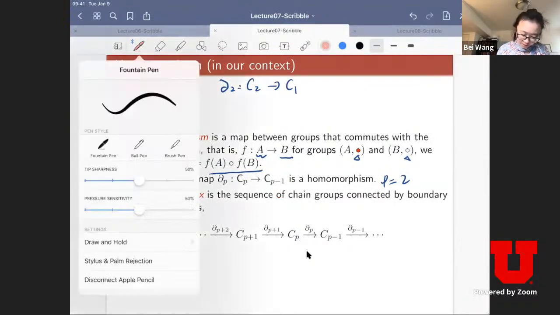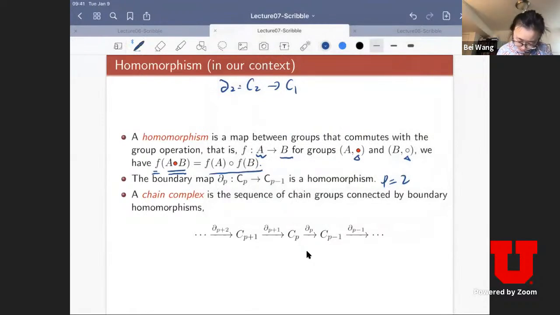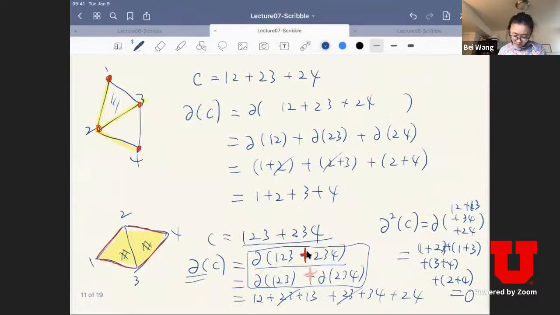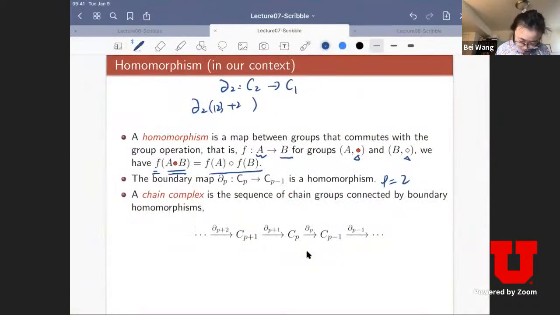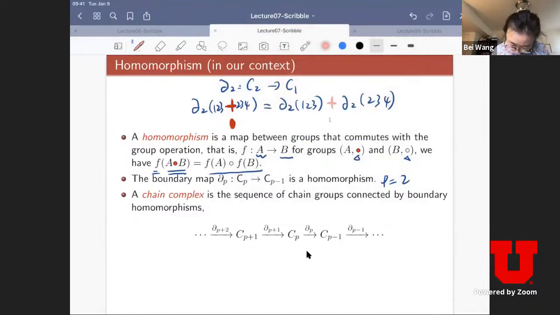So my boundary operator, let me just repeat it again. The boundary operator operating on some chain, in this case 1, 2, 3, and 2, 3, 4, is equal to the boundary operator of each individual element. So basically, this thing here corresponds to my red solid dot in my notation, and this operation here corresponds to my hollow dot in my definition. Okay.